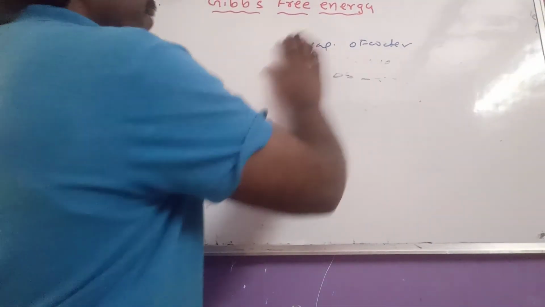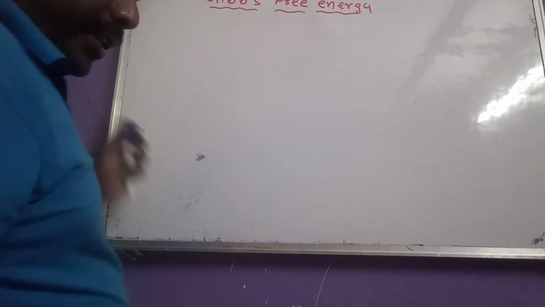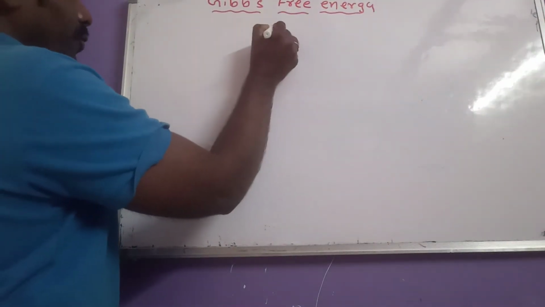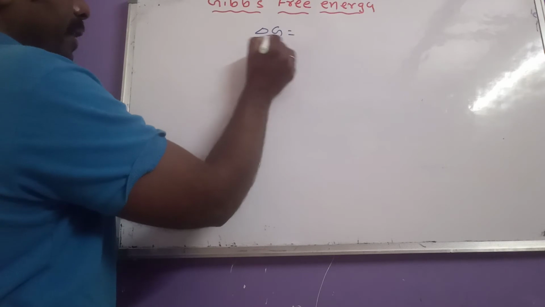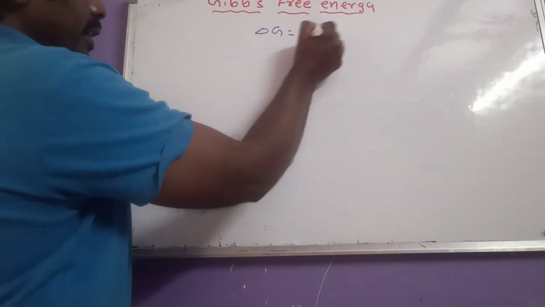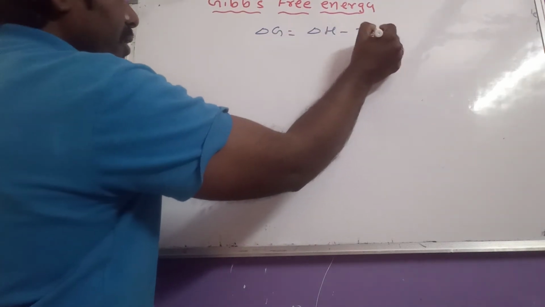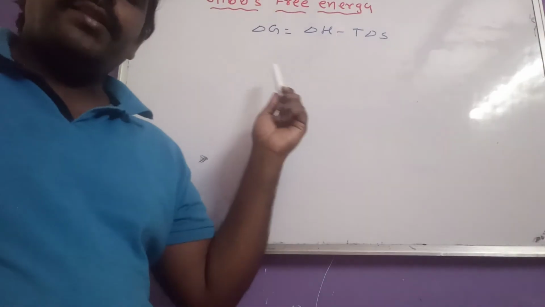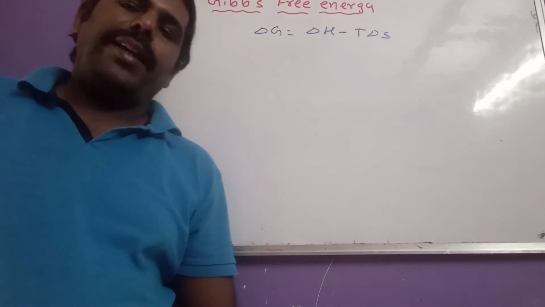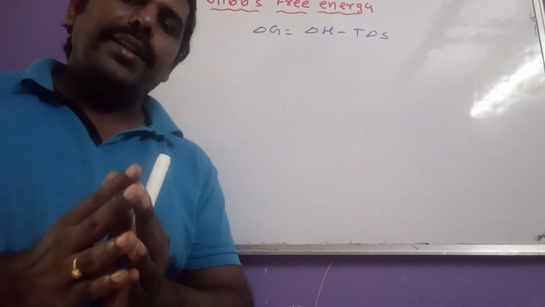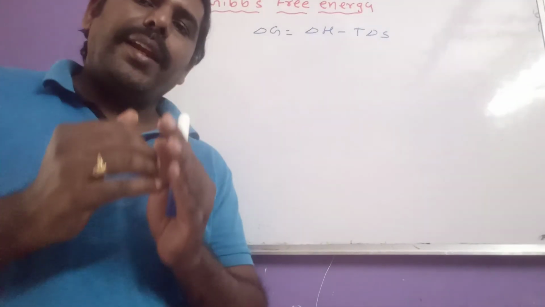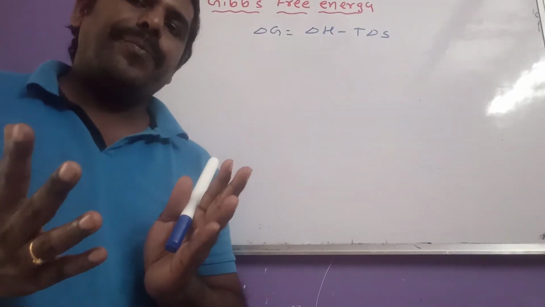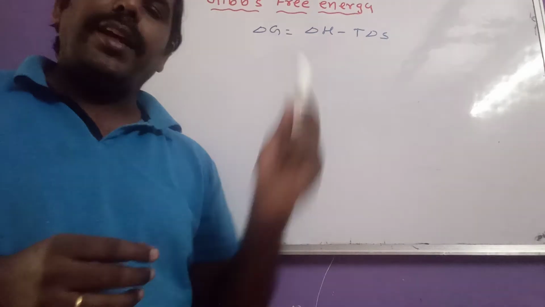So now here Gibbs free energy is introduced by the combination of these two factors. Change in Gibbs free energy, delta G, equals delta H minus T delta S. Now let us see what Gibbs free energy is. What does Gibbs free energy change mean? The energy present in a system to do useful work is known as Gibbs free energy.